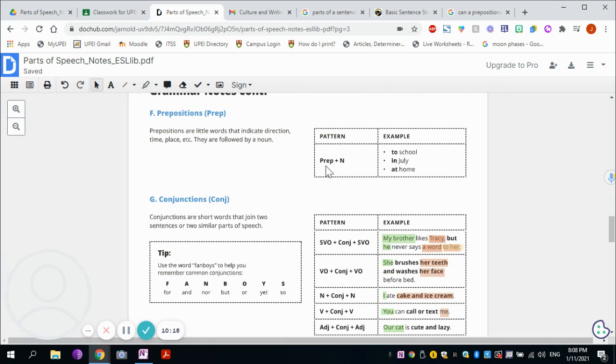So the pattern is a preposition plus a noun. So then we have things like to school. I go to school every day. Or in July. My birthday is in July. Or at home. I like to be at home.